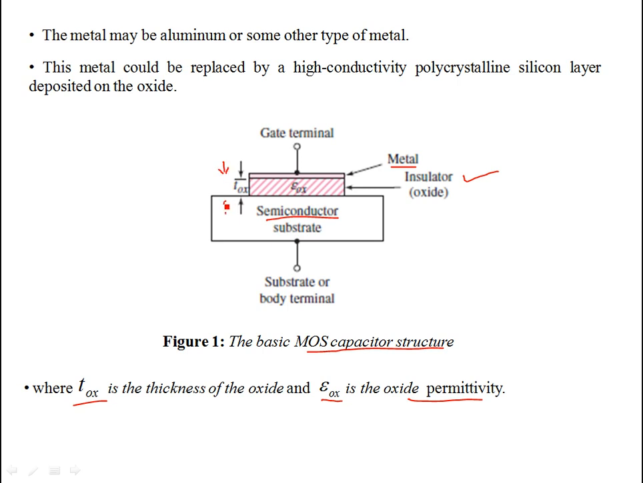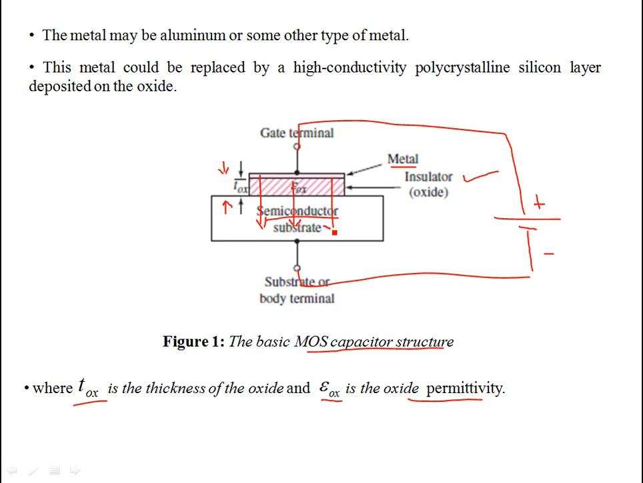So this is basically a capacitive structure in which you have a metal and a semiconductor substrate. Between these two terminals you apply your DC biasing. If, for example, the biasing is such that you have positive here and negative here, then an electric field is established. The direction of the field is perpendicular to the semiconductor substrate, in this direction. This is your electric field.